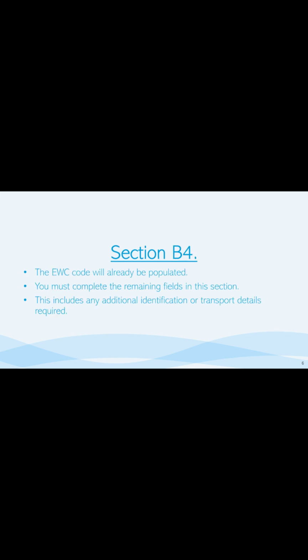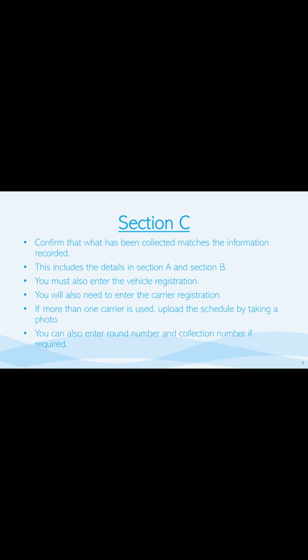Section B4. The EWC code will already be populated. You must complete the remaining fields in this section. This includes any additional identification or transport details required. Section C. Confirm that what has been collected matches the information recorded. This includes the details in Section A and Section B. You must also enter the vehicle registration. You will also need to enter the carrier registration.